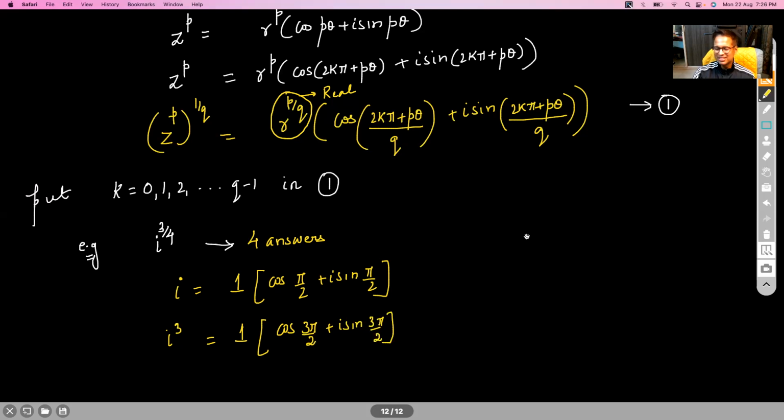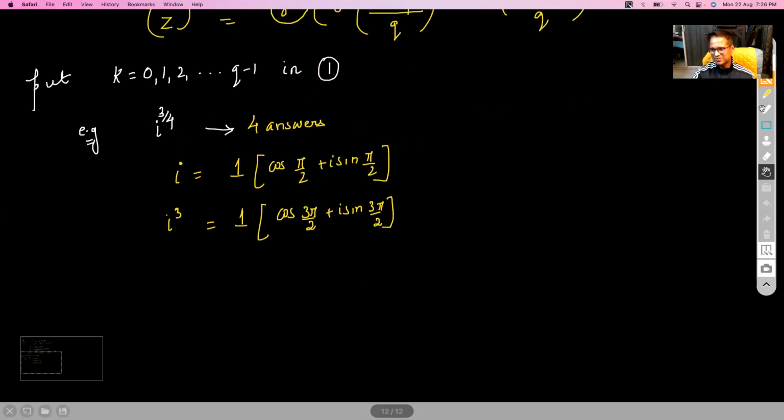Correct? So I cube is this. Now, when I raise this to the power of 1/4, before that, what did I say? Even before we do raising it to the power 1/4, rewrite this expression like this: instead of cos 3 pi/2, write 2k pi plus 3 pi/2.